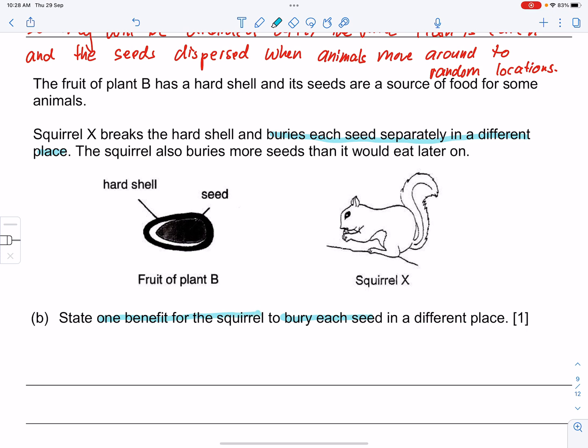You need to be careful. Quite a number of you wrote the benefit for the plant and not the squirrel. Okay? Look carefully. Is the question asking you for a benefit of the plant or for the squirrel? So a lot of you say, oh, to avoid overcrowding, etc. How would that benefit the squirrel? I don't get it. Okay?